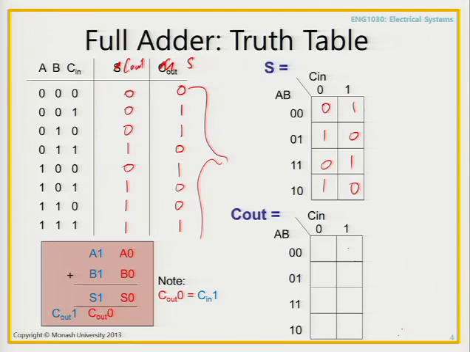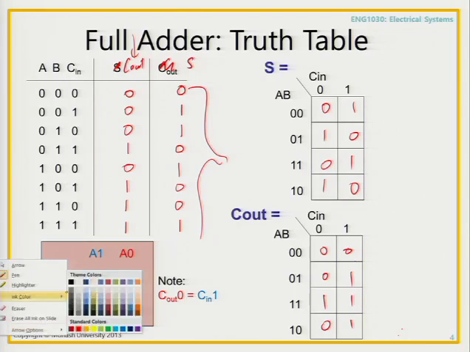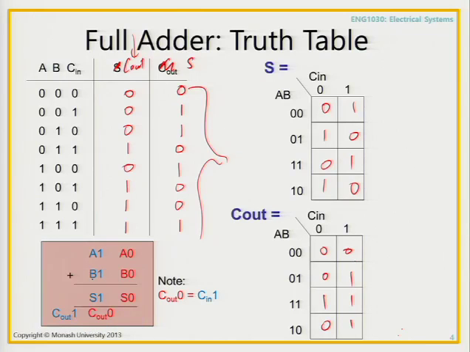Now for the carry out output, let's do the same thing. It'll be 0, 0, 0, 1, 0, 1, 1, 1. Are we happy with that? Have I made any mistakes? I hope not. I don't think so. Okay, so from here, let's get our terms. The next step is, from the Karnaugh map, circle the rectangles of biggest size and get the terms for each of those.